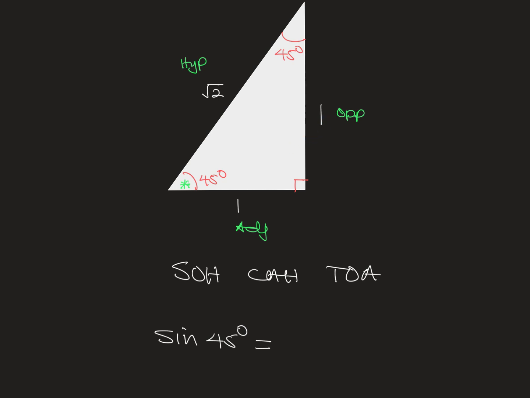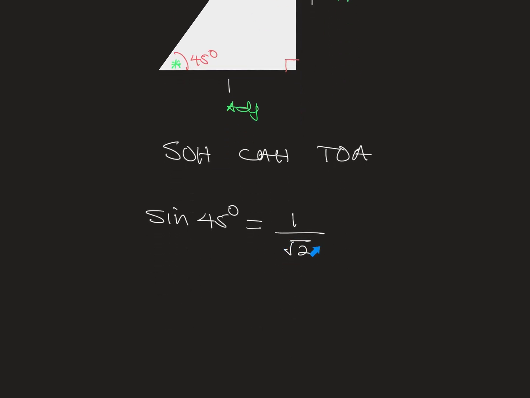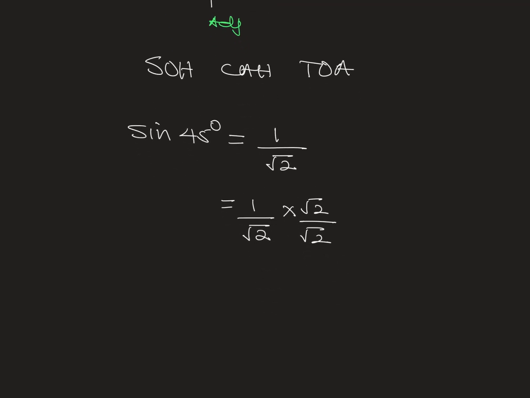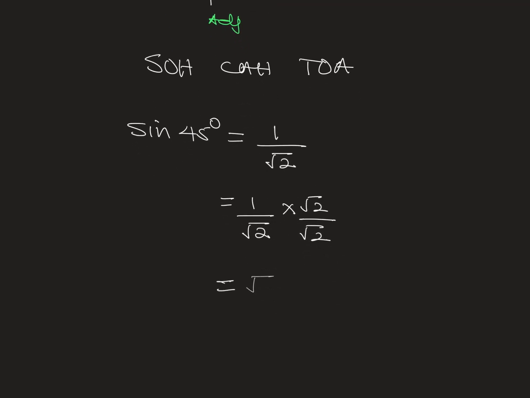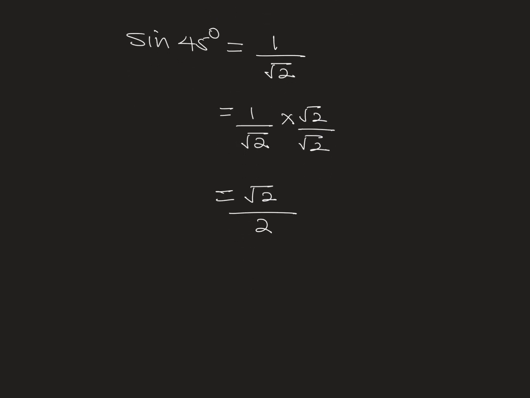The opposite is 1, hypotenuse is root 2. So that will be 1 divided by root 2. Again, because we have a surd as a denominator, we have to rationalize. How do we rationalize? If we have 1 over root 2, we have to multiply the numerator and the denominator by root 2. So 1 times root 2 is root 2, divided by root 2 times root 2 is root 4. But what is root 4? Root 4 is the same as 2. So we're going to have root 2 divided by 2. So that is sine 45.